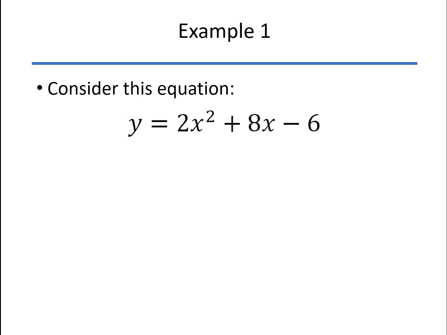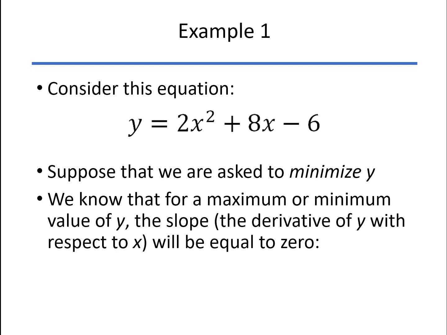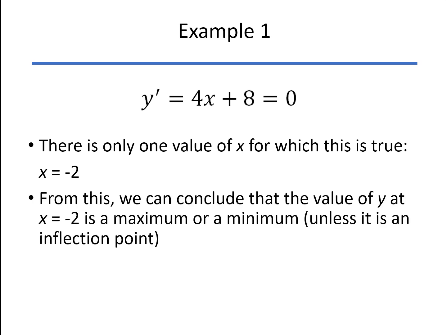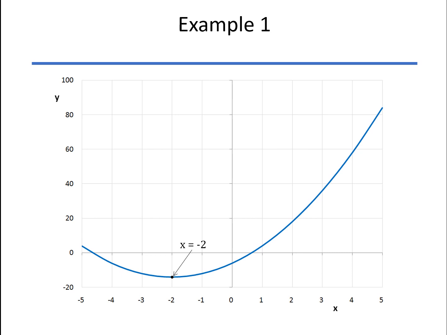So, simple equation here, quadratic equation. What if we're trying to find the minimum value of y? Well, we could take the derivative, the slope, and set that equal to 0. So in this case, y prime is 4x plus 8. And if we set that equal to 0, there's only one value for which that's true, and that's x equals -2. And so we conclude that that's either a maximum or a minimum. And looking at a graph, we certainly can confirm that we hit a minimum value at x equals -2.